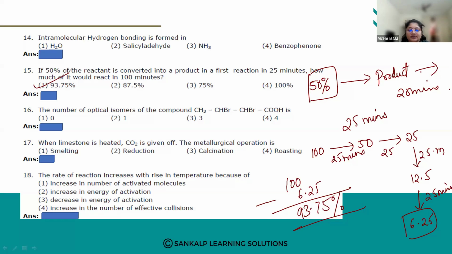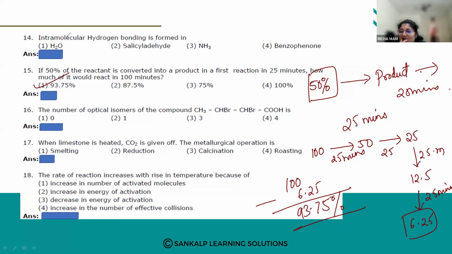Okay. Got it? So 50% of the reactant is converted into product in the first reaction. How much of it would react in 100 minutes? They have asked. So first, what you have to do is find out the half-life. Half-life is what? The 50% of reactant is already converted to product, so the half-life of the reaction is 25 minutes.